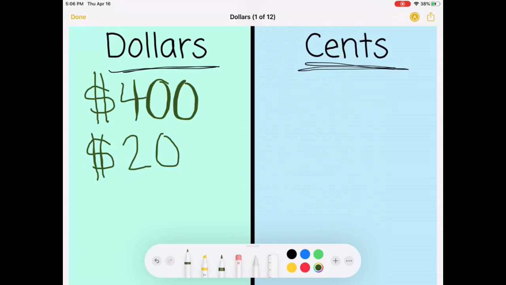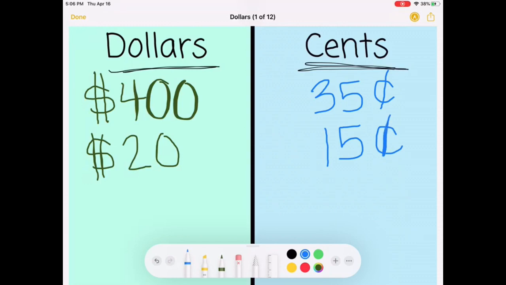Then, if I opened up my little coin part of my wallet and I found 35 cents, I would write that just a little bit differently. First, I would write 35 and then I would write the cent sign, and the cent sign is a C with a line through it. And if I kept digging around and I found 15 more cents, I would draw a 15 and then the cent sign after it. So this is what we're going to be talking about today.